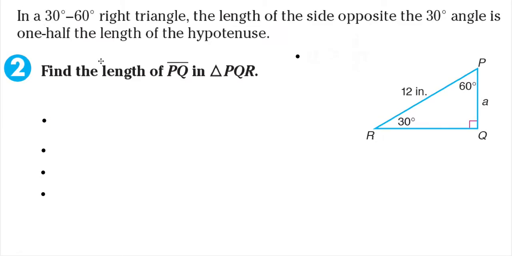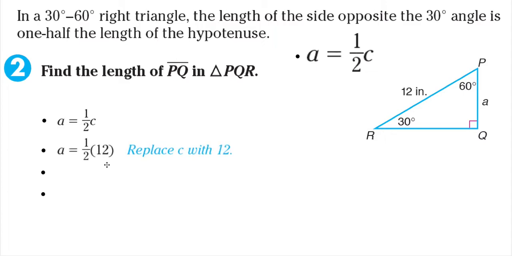Let's consider the second example. In a 30-60 degree right triangle, the length of the side opposite the 30 degree angle is 1/2 the length of the hypotenuse. Simply put, A is equal to 1/2 C. The length of A is equal to 1/2 the length of the hypotenuse. Simple enough. If we consider those values in that right triangle, we find the length of A to be 6, because 1/2 of 12 is 6, so the length of A is 6 inches.